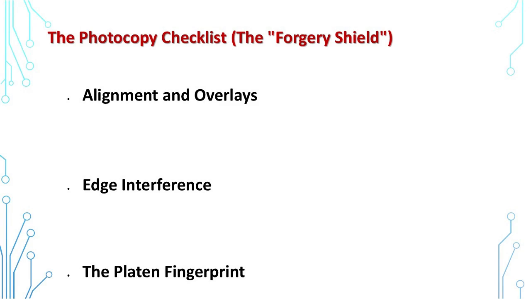Also look at the edge interference. Look for shadow lines around the signature or specific paragraphs. These lines often indicate that a piece of paper was taped onto a master sheet before photocopying.